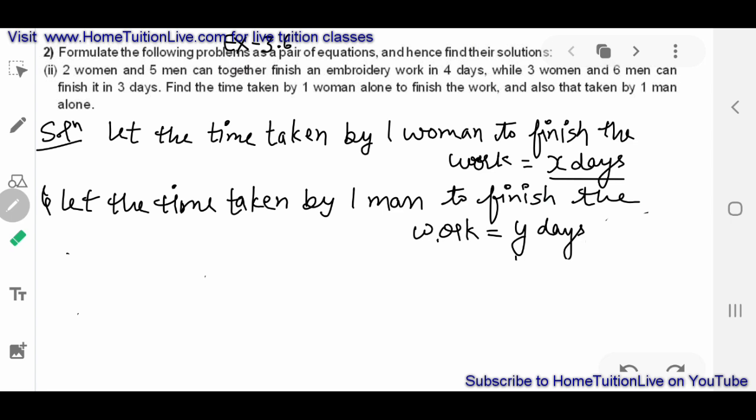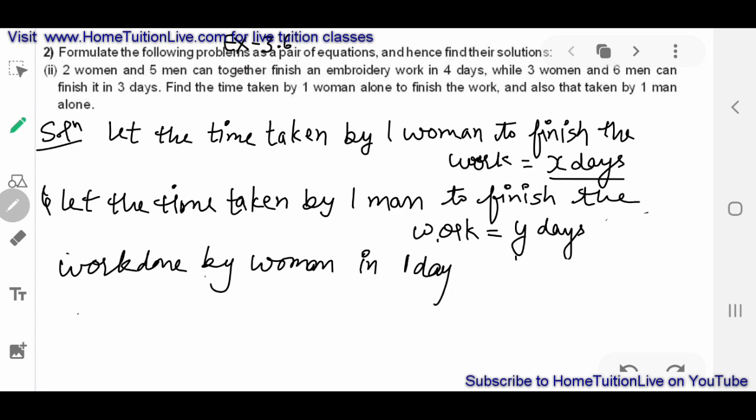So we will find the work done in 1 day by man and woman. So work done by woman in 1 day is 1 upon X. Also the work done by man in 1 day is 1 by Y.